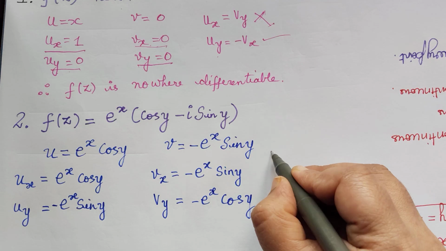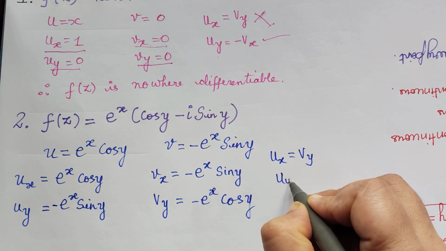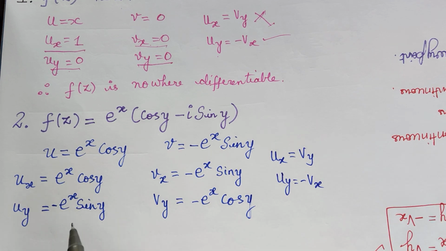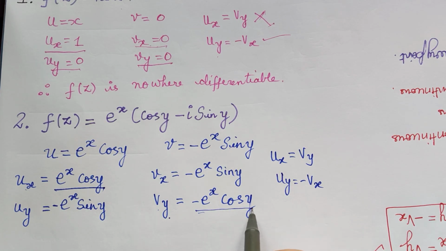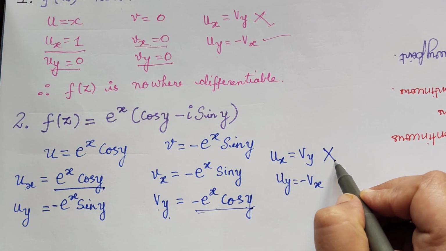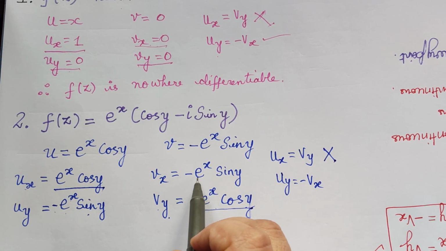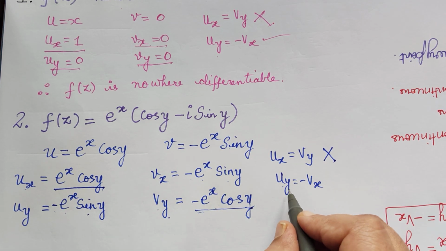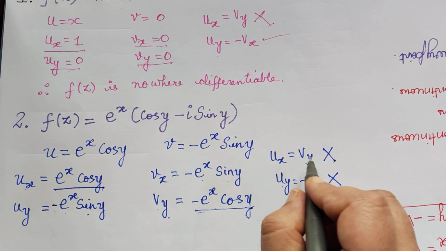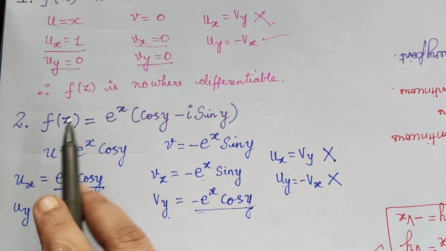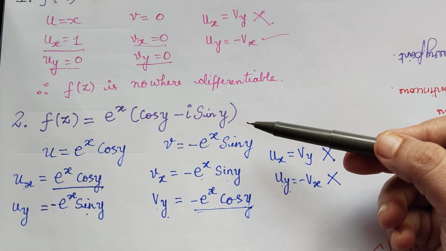Now we know that the CR equations are ux should be equal to vy and uy should be equal to minus vx. Let us check it. ux is e power x cos y and vy is minus e power x cos y. They both are not equal. Also, uy is minus e power x sin y, vx is also minus e power x sin y, which means uy is not equal to minus vx. So this is also not satisfied. Even if one of the conditions is not satisfied, then we say that the function has failed to satisfy the CR equation and hence the given function is nowhere differentiable.